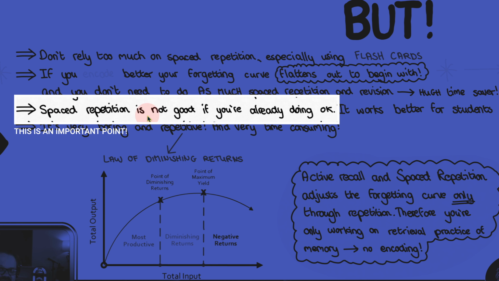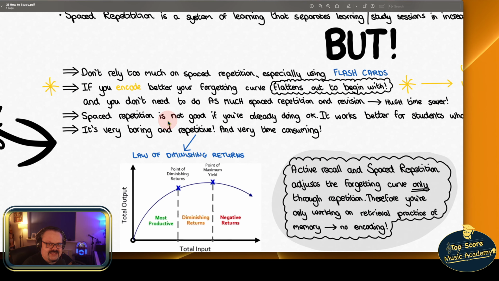So if your encoding is pretty good to start with and you're remembering things quite well, spaced repetition is not as effective as people think. The research is beginning to suggest that it's not the best thing. Over the last 10-15 years, there has been a lot of research and books devoted to this, and a lot of YouTube videos, people claiming it's the best thing since sliced bread.